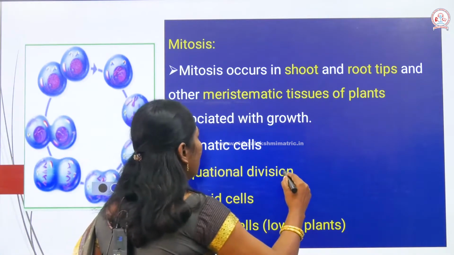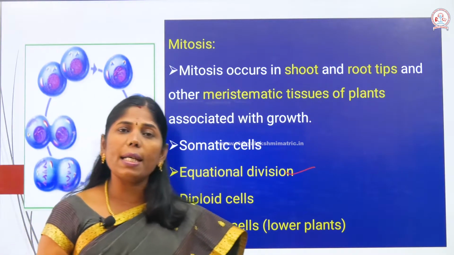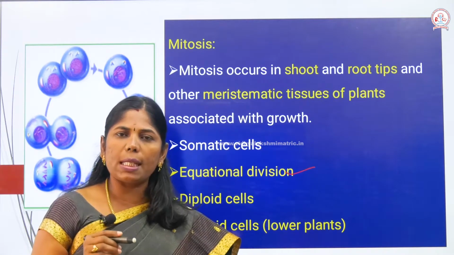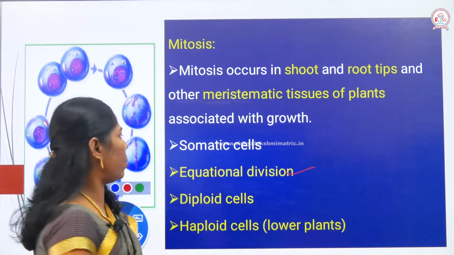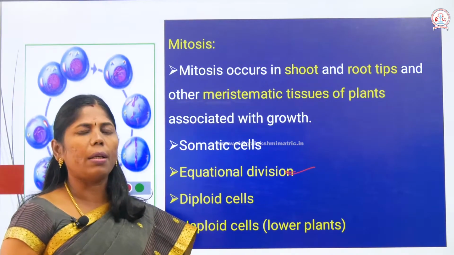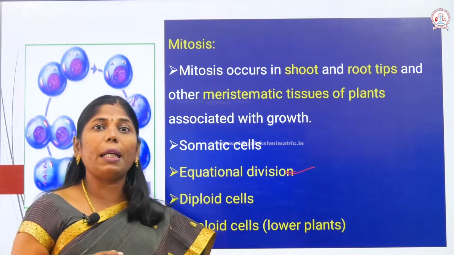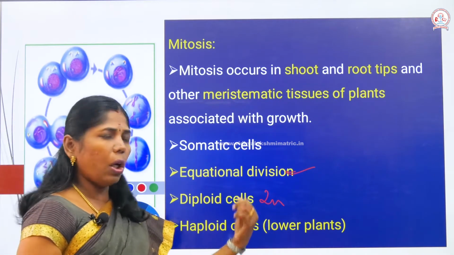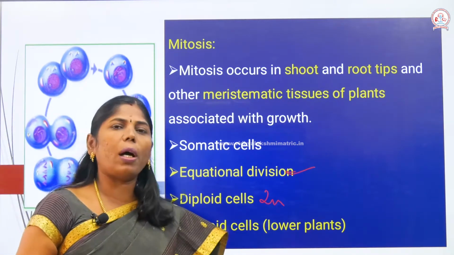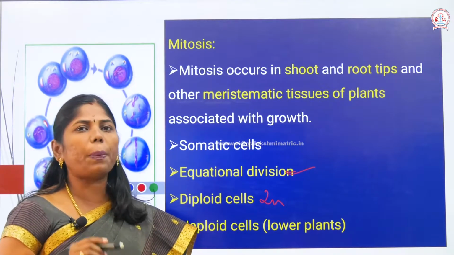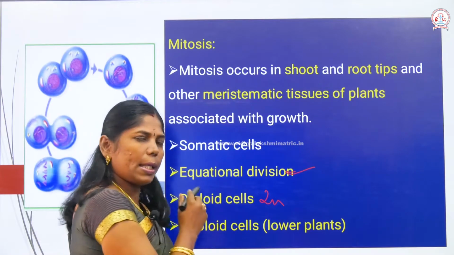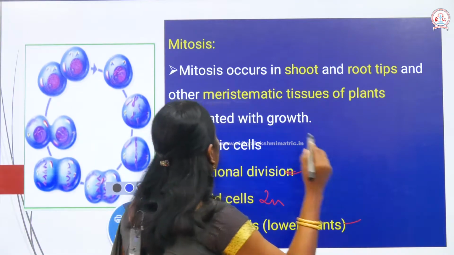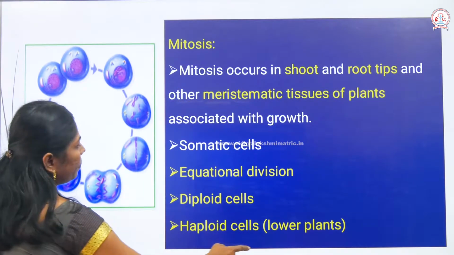And next, this is an equational division. The mitotic division is otherwise called an equational division, because the number of chromosomes in the progeny cell and the parent cell is the same. So, that is known as an equational division. Okay. So, mitosis takes place in the diploid cells. So, what is a diploid cell? That is a 2n diploid cell in the organisms. Okay. But it also occurs in the haploid cells of some lower plants. Usually it occurs in the diploid cells, but it also occurs in the haploid cells of some lower plants. Okay. So, this is just an introduction to mitosis.